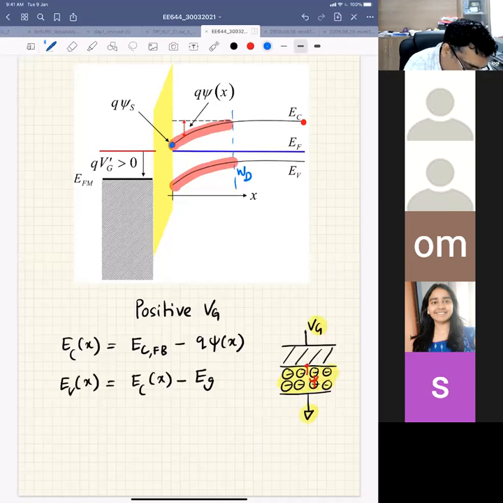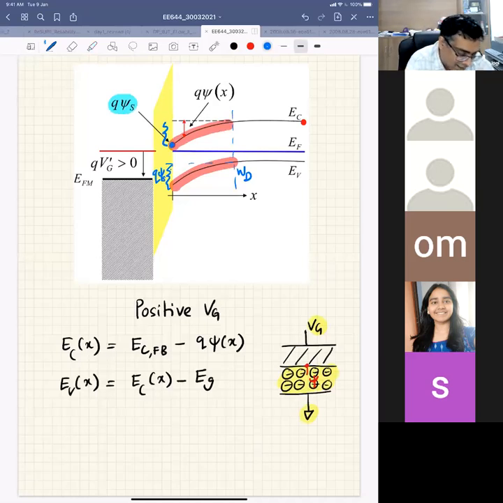This part is your q psi s. So this is the surface potential, q psi s. This portion here, or if you could plot also here, this is your q times psi s. So this is the surface potential.